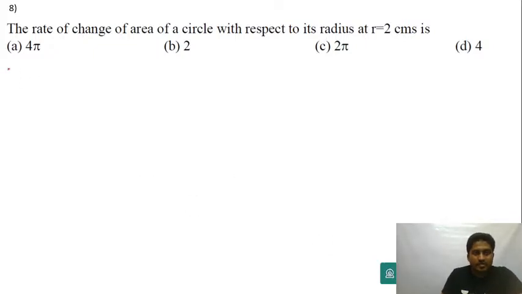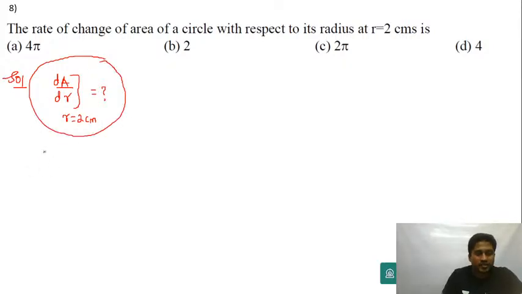The rate of change of area of a circle with respect to its radius r. I am supposed to find out dA by dr when r is equal to 2 centimeter. We all know that area of a circle is equal to pi r square.